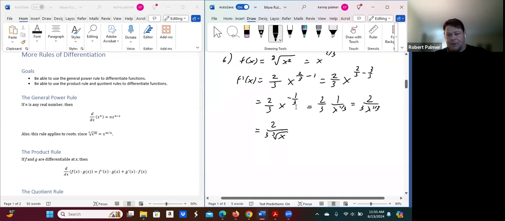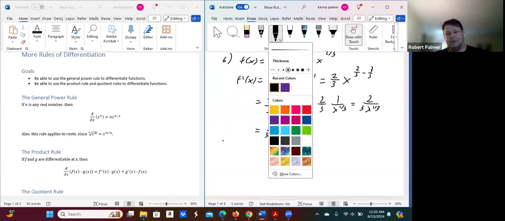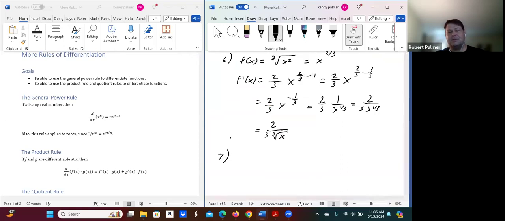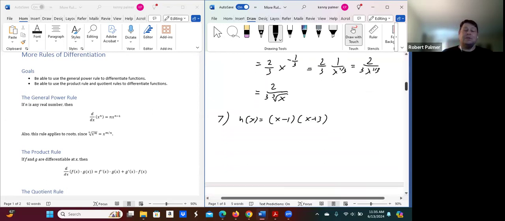Now, let's take a look at something else. So for number 7, let's take a look at how we do something else. Let's say we have these two expressions. Call this h of x, and let's say we have x minus 1 times x plus 3. Now, previously, what we would do is just go through and multiply this through. FOIL it out, distribute, whatever. And that's a perfectly good way to do it.